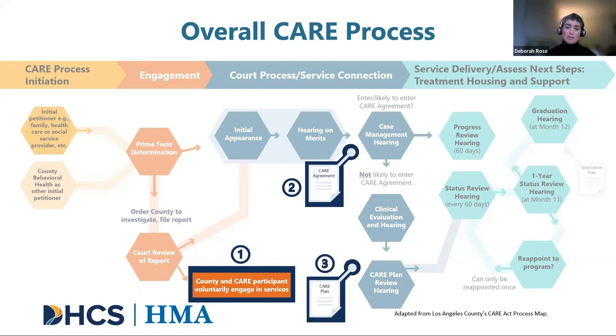Labeled number 2 in the middle, the county and the care participant have worked to develop an agreed upon care agreement. And labeled number 3 below that in the middle of your screen, here the parties propose a care plan and the court adopts the elements that support the individual's stability, recovery, and wellness.